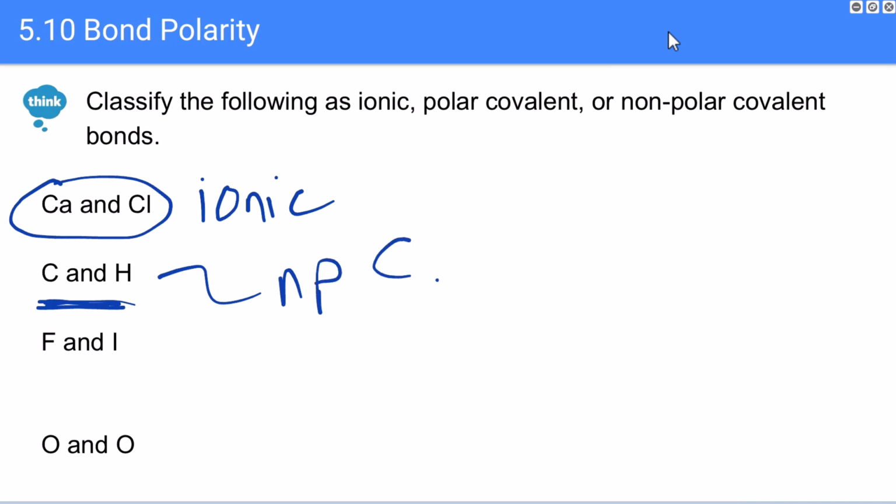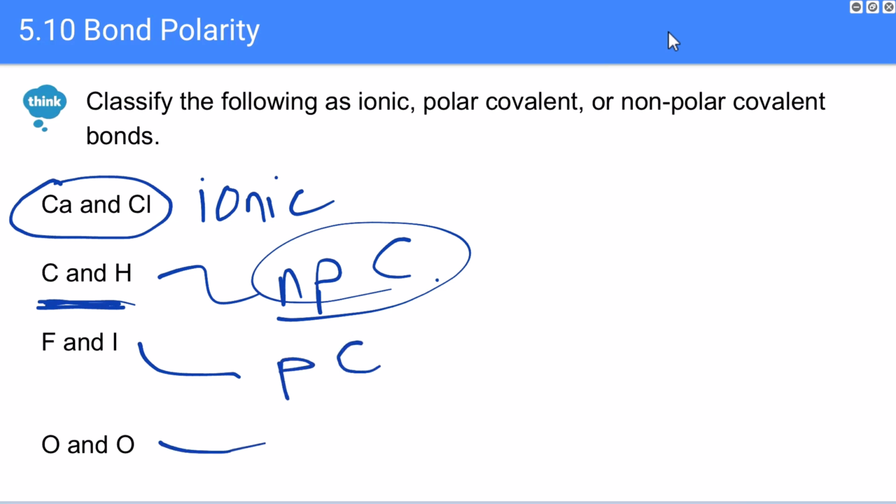And that ends up saving us a lot of time a bit later on when we look at molecular polarity. So I do feel bad for forgetting to mention this, but this is a nonpolar covalent bond by most chemists' definition. So I'm going to define it as a nonpolar covalent bond as well. Fluorine and iodine have differences in electronegativity. This is a polar covalent bond. Two oxygens, same electronegativity, nonpolar covalent.